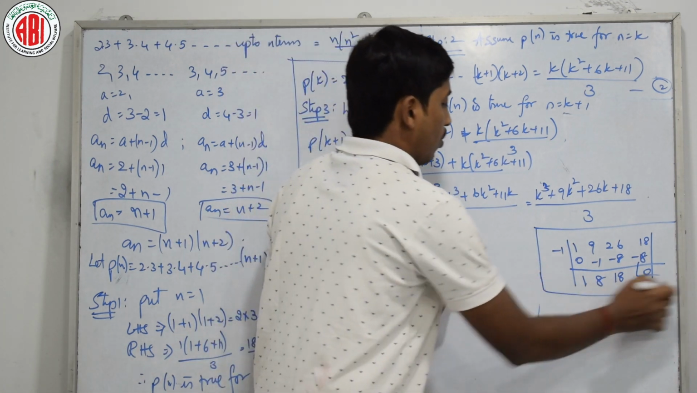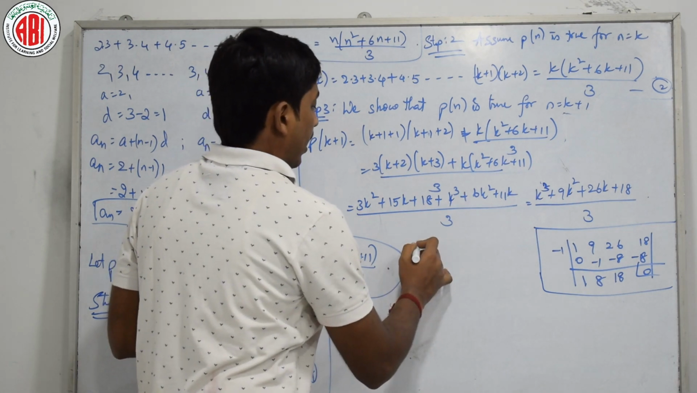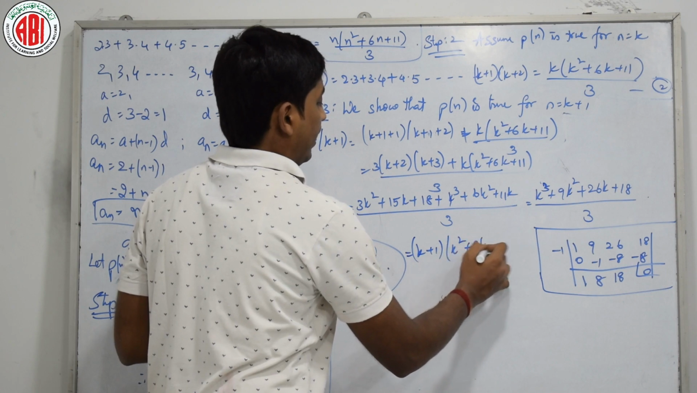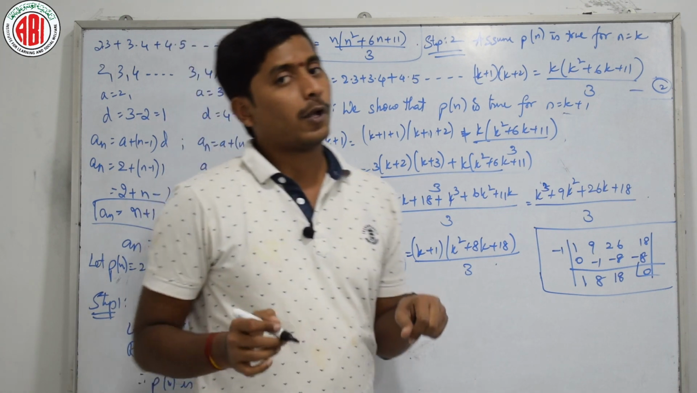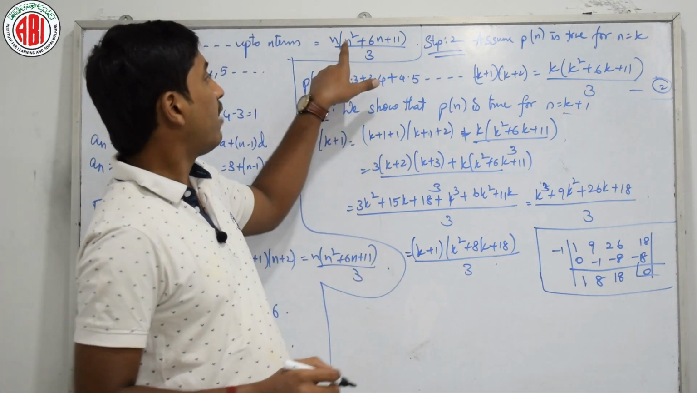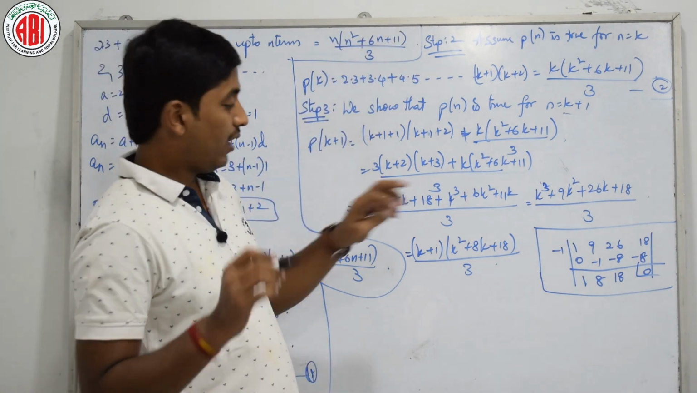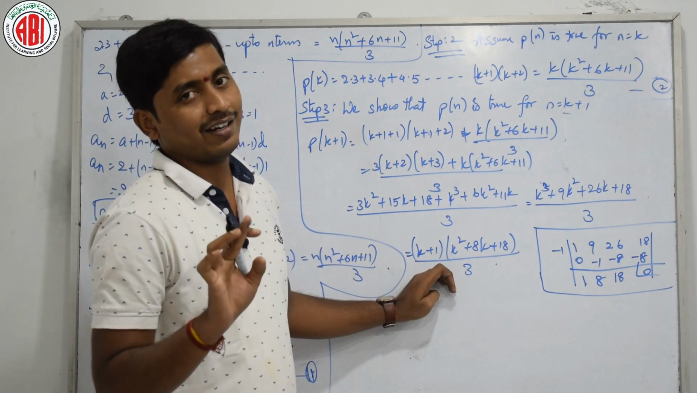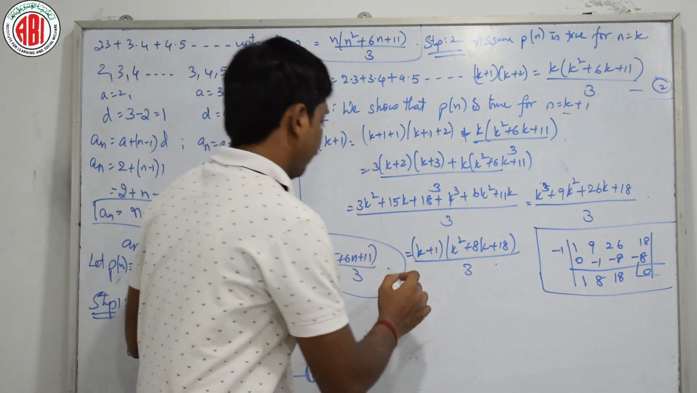Therefore, this whole thing can be written as k plus 1 into k square plus 8k plus 18 divided by 3. Okay. Now check with the question, k plus 1 is there, right? Do we have k plus 1 whole square plus 6 into k plus 1 plus 11, right? Even if you don't know whether we get this term from this or not, just write it if you don't understand. But if you can, just check how to simplify it.